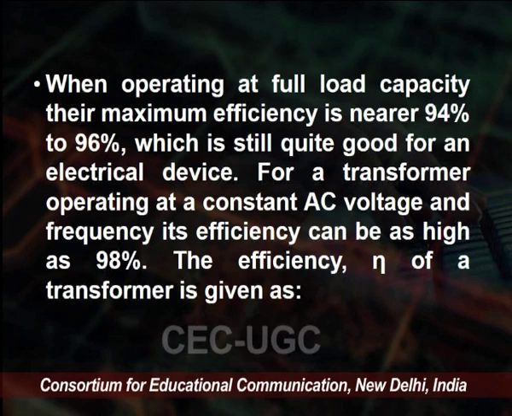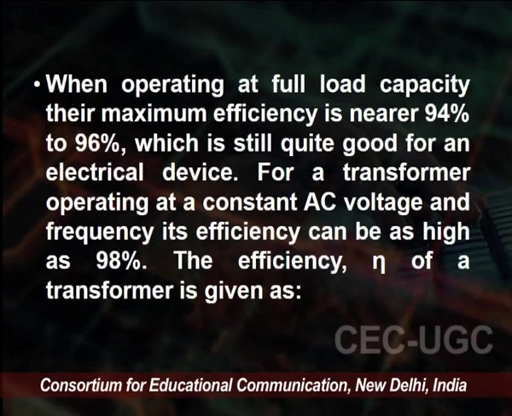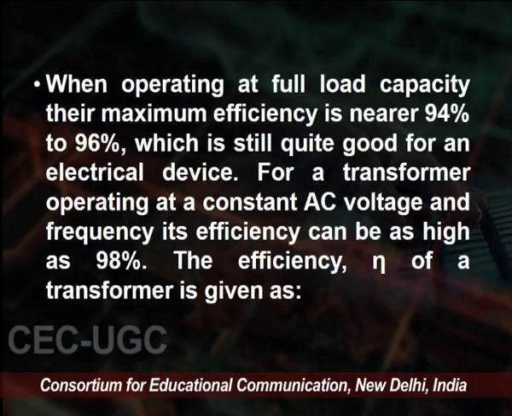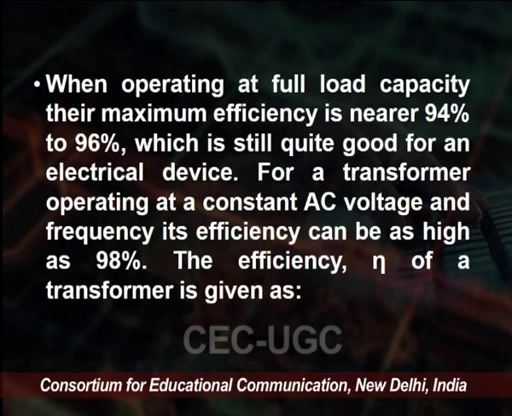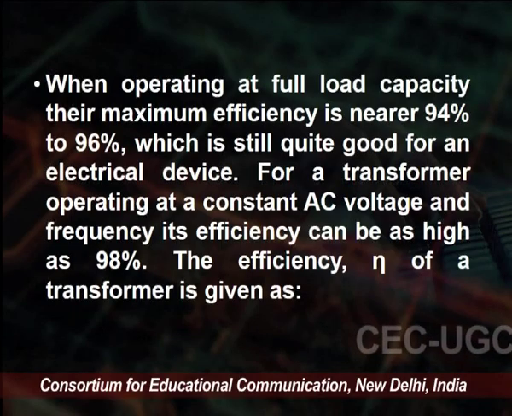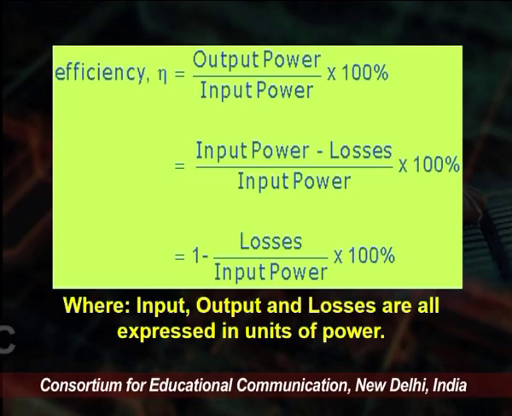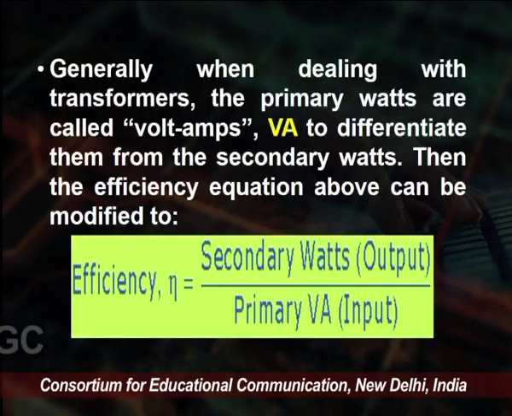For a transformer operating at a constant alternating current voltage and frequency, efficiency can be high, that is 98%. Efficiency, defined by eta, is equal to output power divided by input power times 100%. So, input power minus losses divided by the input power times 100%, or 1 minus losses divided by the input power times 100%. Input, output, and losses are all expressed in units of power.